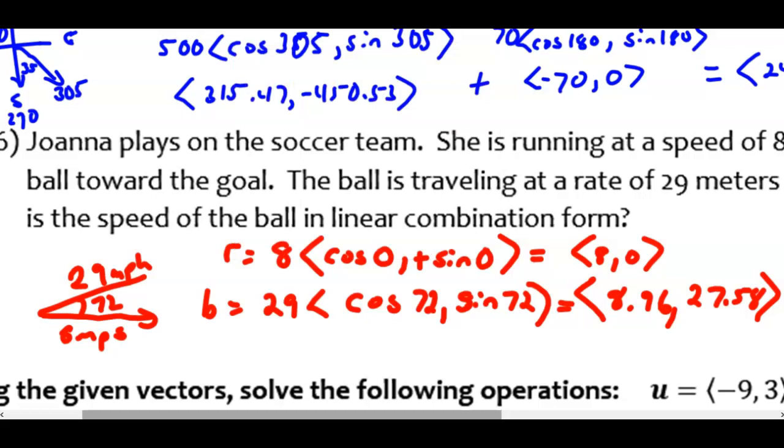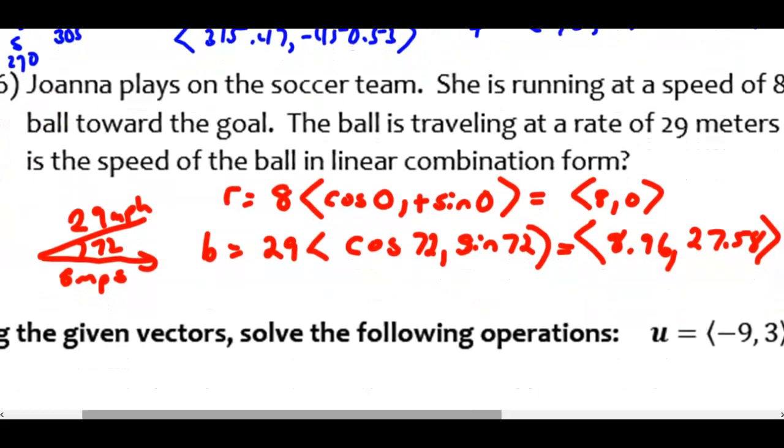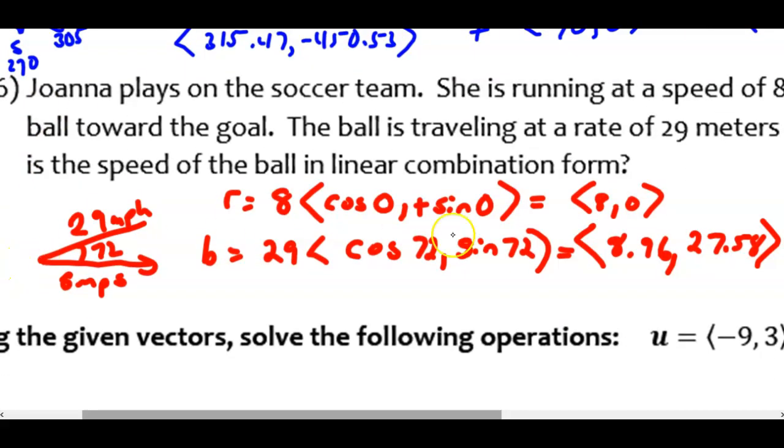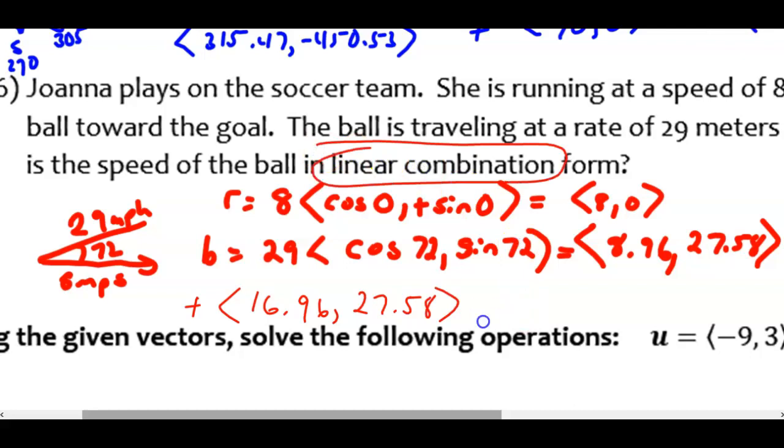Now, what we do from there is represent this as a linear combination. Well, no, first of all, we've got to add the resultant. So when you add those up, you get 16.96, 27.58. So now we've got to represent that as a linear combination: 16.96 I plus 27.58 J.